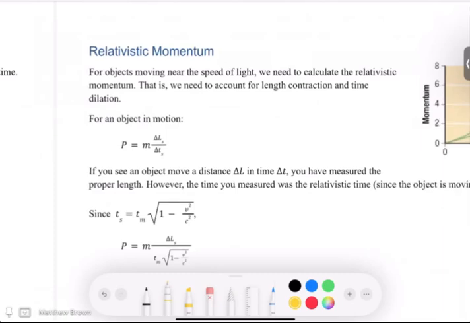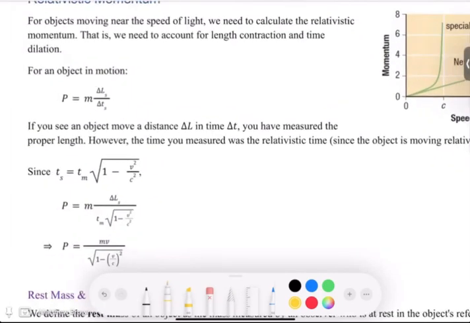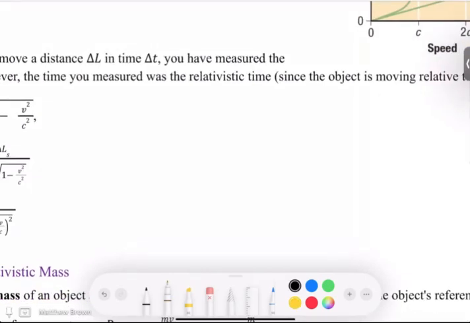However, if you see an object moving in your frame, you're measuring the proper length. You're saying I'm measuring, I'm at rest.